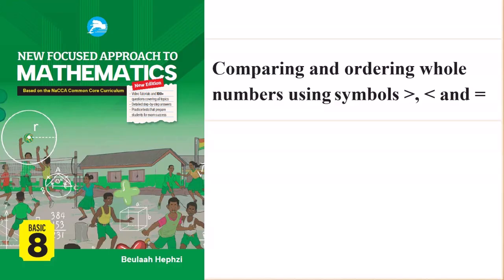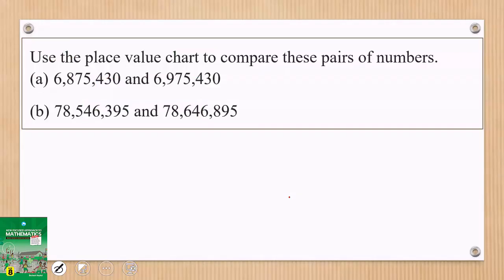This is the revised edition, and in this video, we are looking at how we can compare and order whole numbers using symbols like greater than, less than, or equal to. So, how do we use them to compare? Now, let's see. Use a place value chart to compare this pair of numbers. That is this huge number here and that.